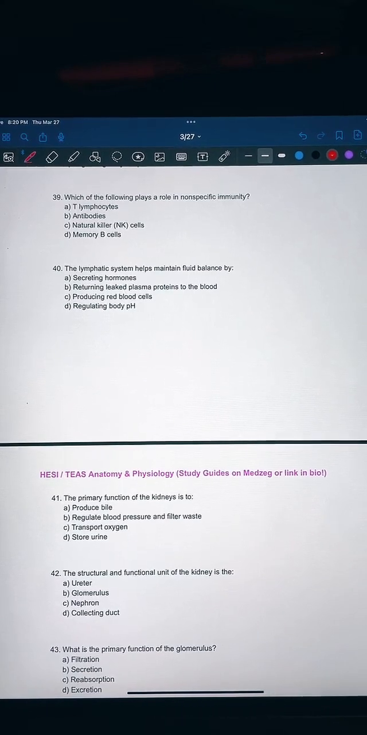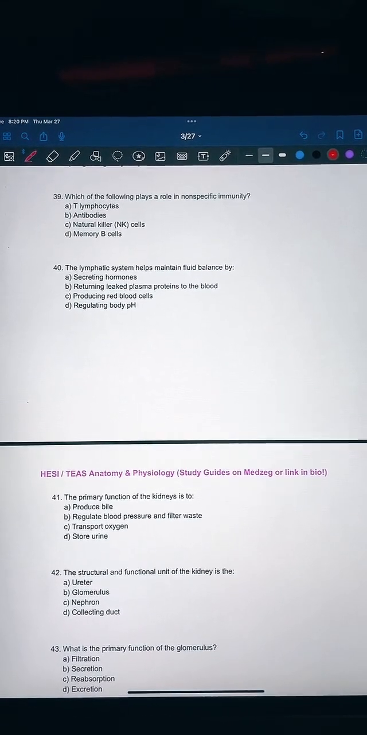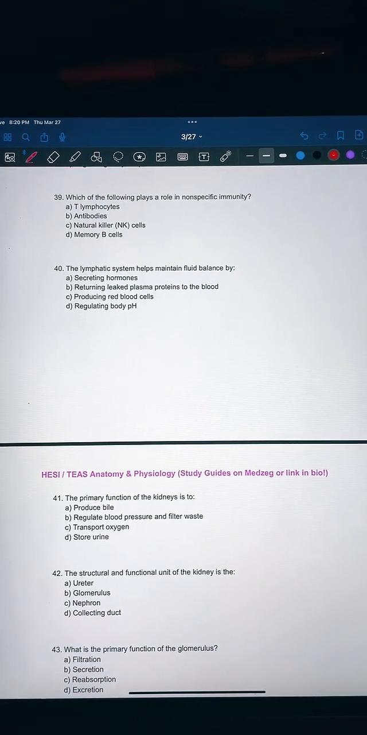This is also a great review for your anatomy and physiology class or any exam that has just anatomy and physiology on it.